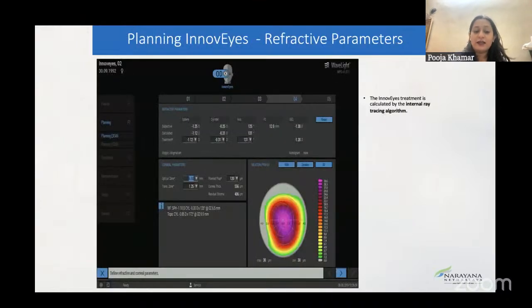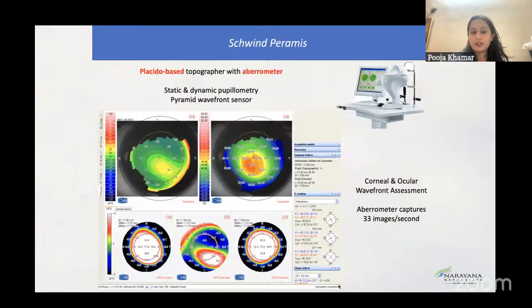And you can see that there is the patient's refraction, what is calculated from the Innovis. It gives you the topographic cylinder, it gives you the wavefront refraction, and based on that, it calculates the final treatment plan of what you want to do for each of the patients.